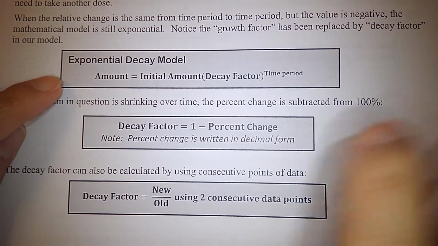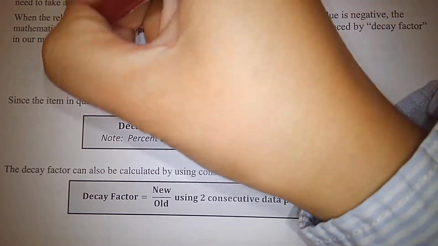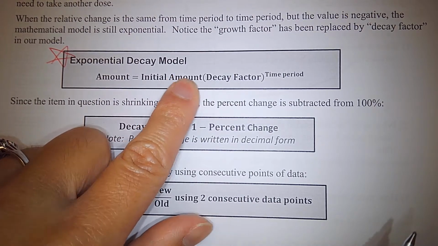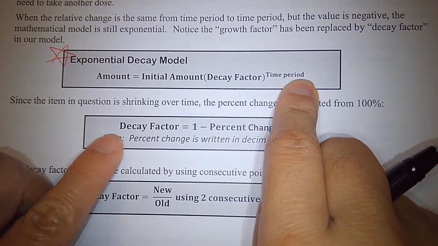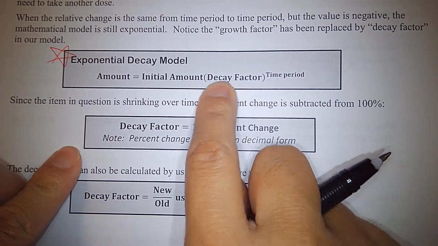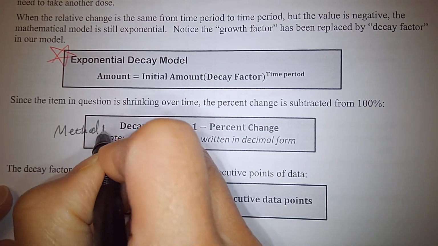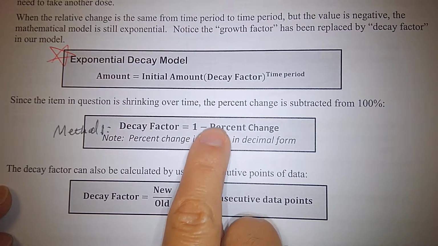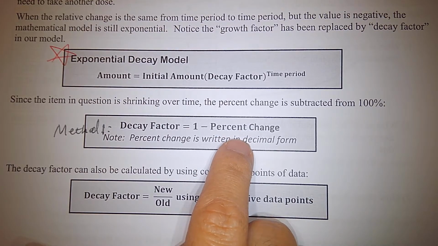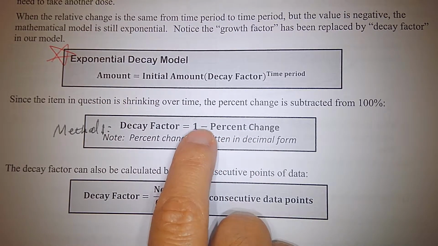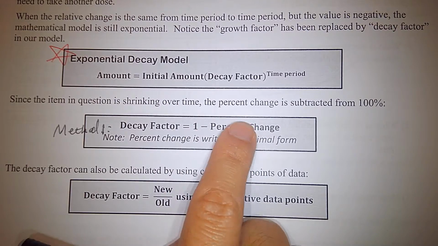The exponential decay model is defined very similar to the growth model. It is defined as the initial amount times the decay factor to the time period. To find the decay factor, there are also two methods. Method 1 is to use 1 minus the percentage change. You'll see that we have a negative relative change. So, say we have a 6% decrease, then we use 1 minus 6%.